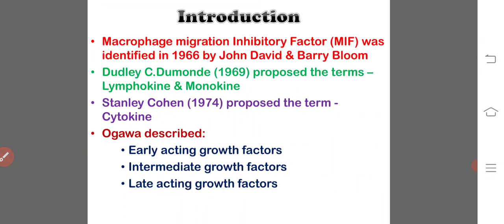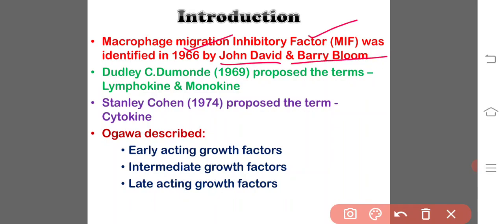Coming to the introductory part of the cytokines, the macrophage migration inhibitory factor, MIF, was identified in 1966 by John David and Barry Bloom. Later on in 1969, Dudley C. Dumonde proposed the terms lymphokine and monokine. These two terms were proposed by Dudley. And later on in 1974, Stanley Cohen proposed the term cytokine. Till now we are using it.